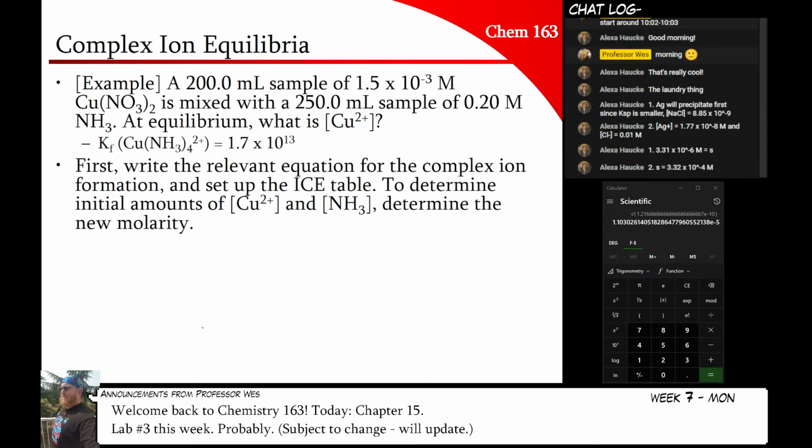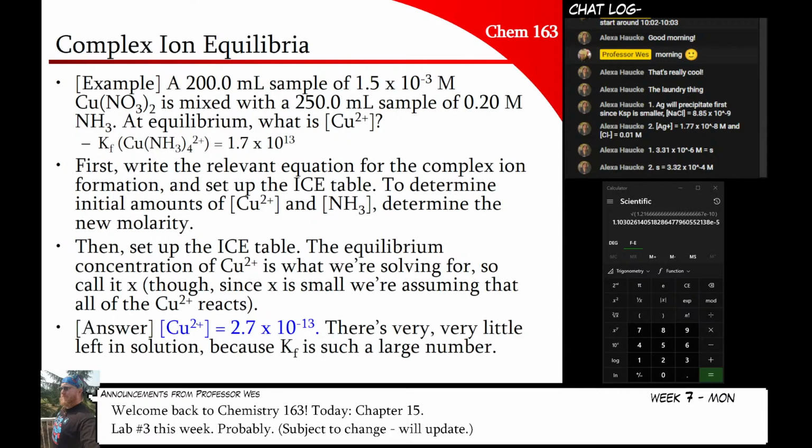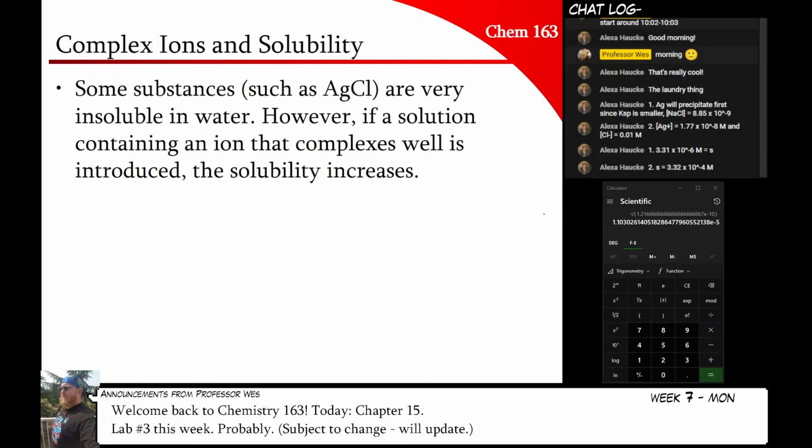We've done enough of them, right? So you can set up ice tables, figure out what these amounts are. And you'll find out that the amount of copper that you get out of this is really, really small. The reason is because Kf is huge. If Kf is that big, we have to use up almost everything, and thus there can't be that much left. So, again, not going to do these problems.